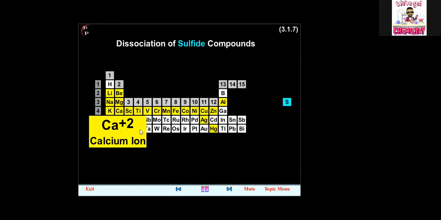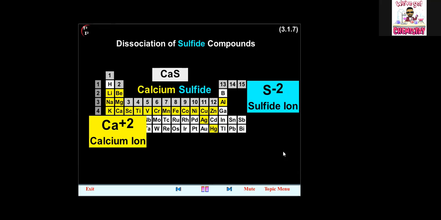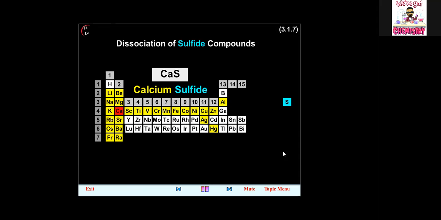What about group 2? Ca2+, calcium ion. S2-, sulfide ion. Calcium sulfide, CaS, is insoluble in water.